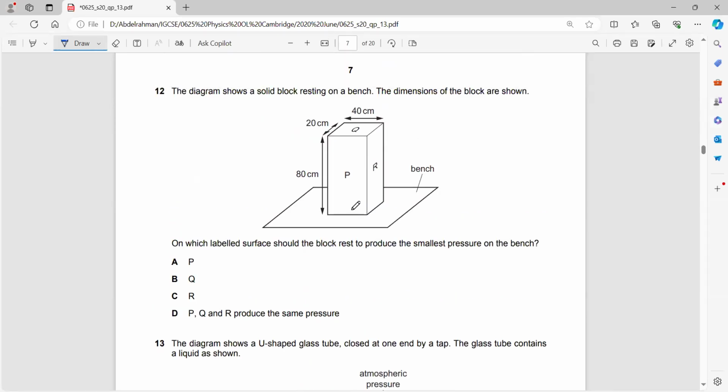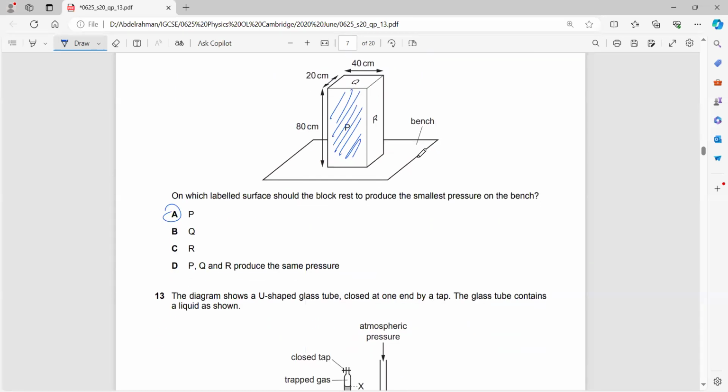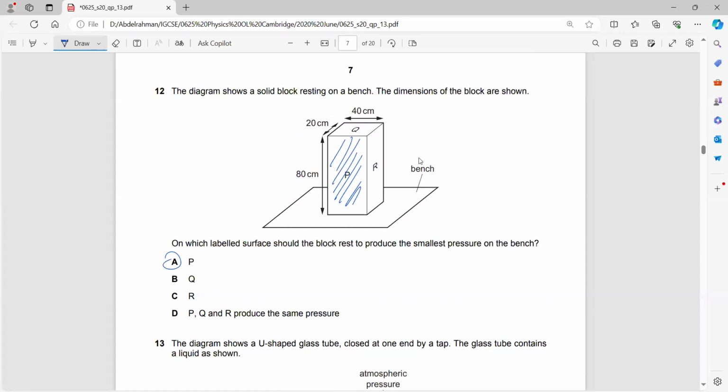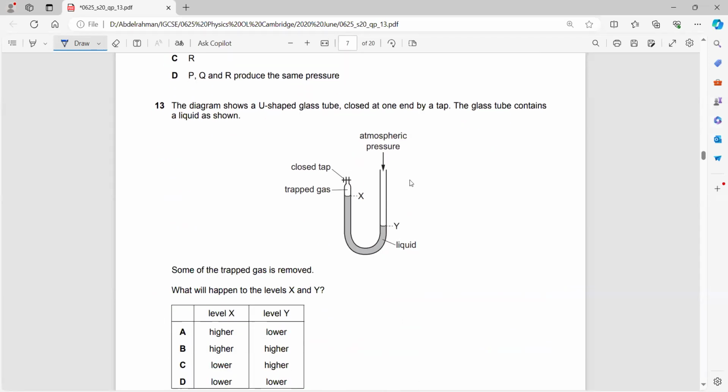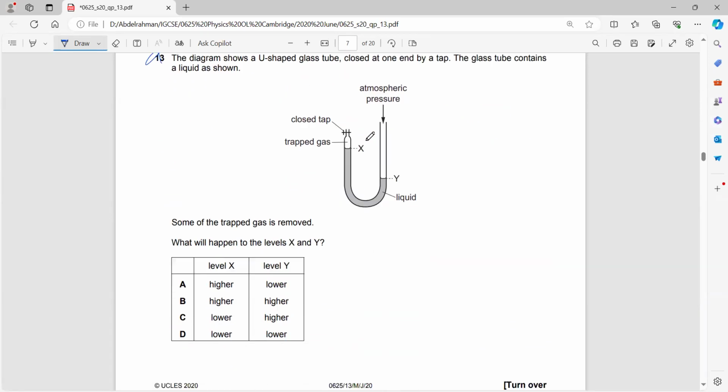Question 12. On which labeled surface should the block rest to produce the smallest pressure? Again, to produce the smallest pressure, it should rest on the largest surface area. P has the largest surface area. P and R are different. R has a smaller surface area. P is 80 times 40, while R is 80 times 20. Yeah, this question is cancelled. Manometers and barometers have been removed.